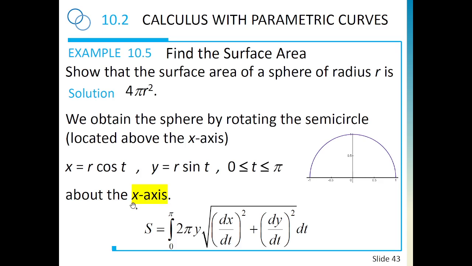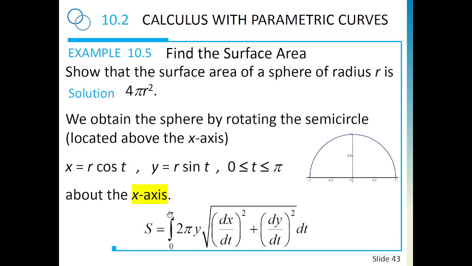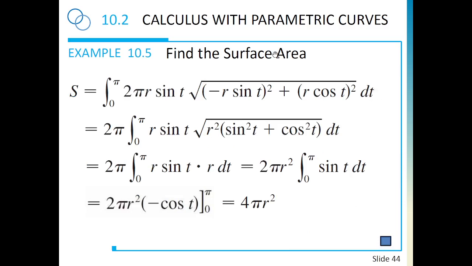Since we are spinning around the x-axis, we have 2 pi y, and the bounds on our parameter are 0 and pi, and we have this expression that we need to compute, so the derivatives, and then we square them and then we add them. So 2 pi y is 2 pi sine, right? So we will replace it here. All the expressions are replaced, so we will end up only with one gigantic expression in terms of t.